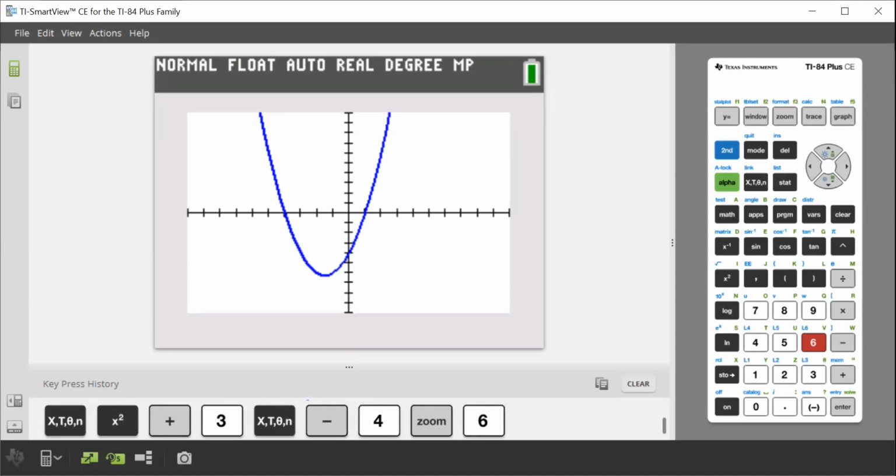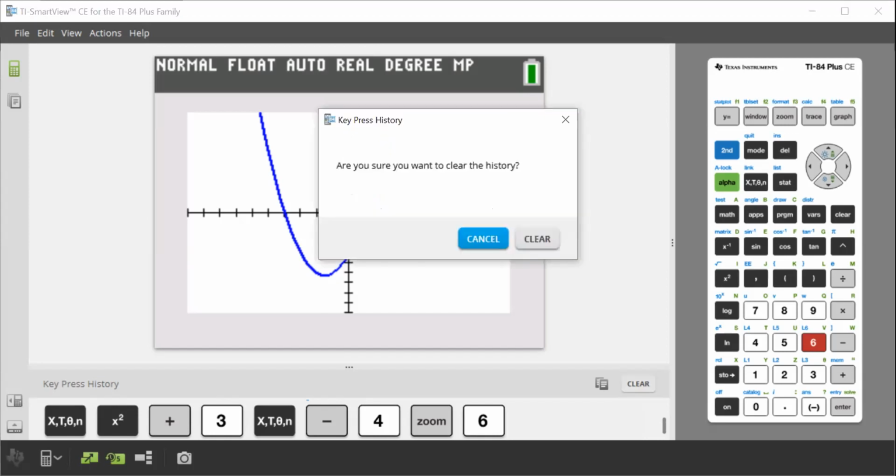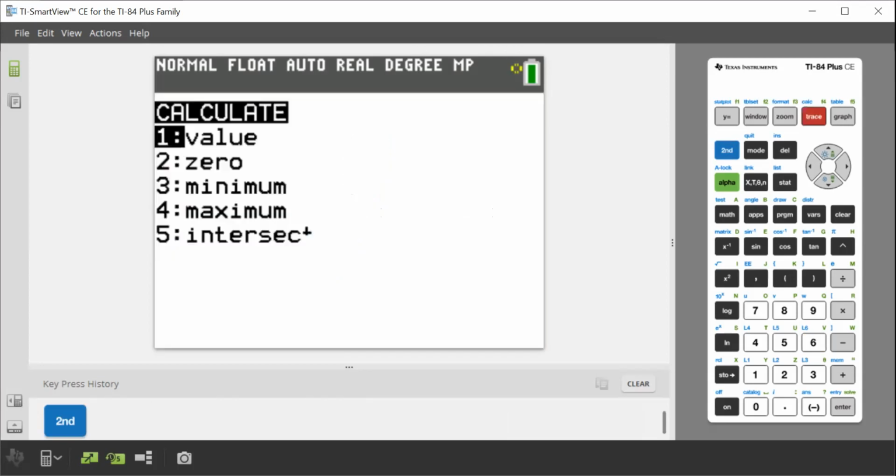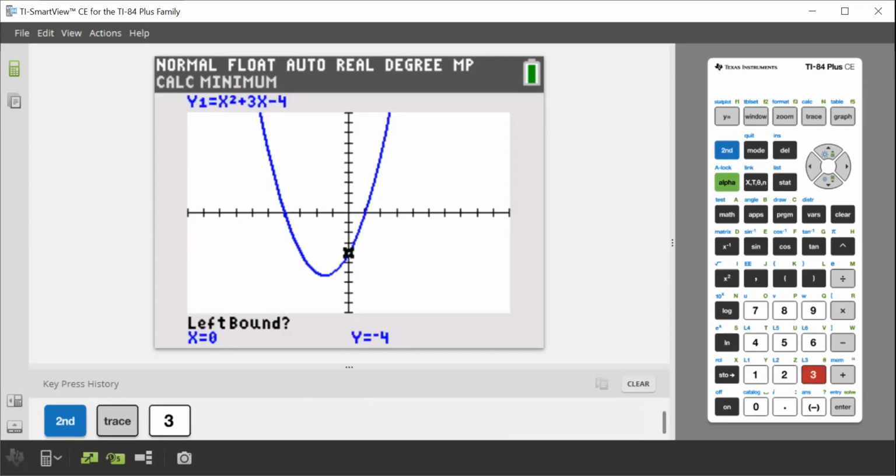So I'm going to clear all those steps there. I'm going to go second, trace, and right there it says minimum. And then on the TI calculator, it does this. You see at the bottom of the screen, it says left bound. So I see my cursor blinking. Left bound means just move your cursor to the left of the vertex. Anywhere, it doesn't matter. Hit enter.